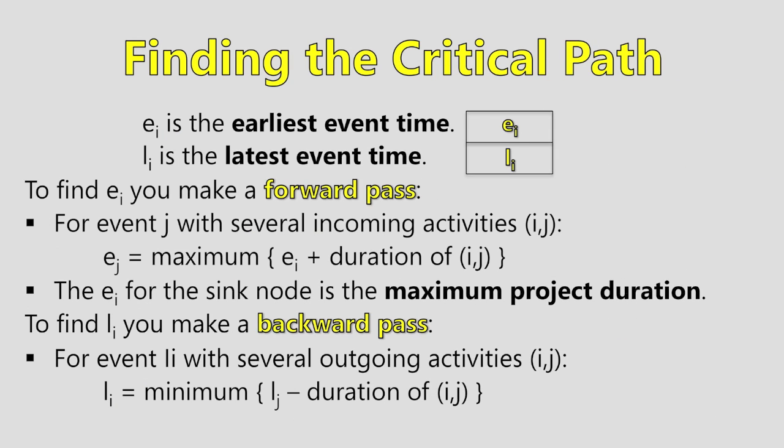Finding the critical path. EI is the earliest event time and LI is the latest event time, and these are important for the question. To find EI, you make a forward pass.